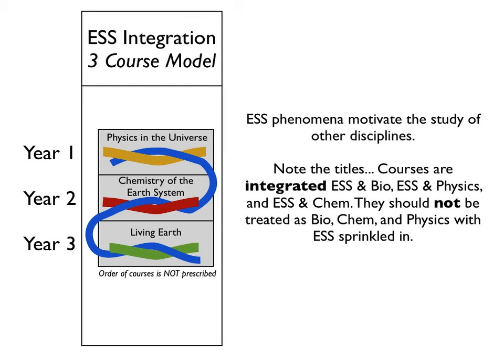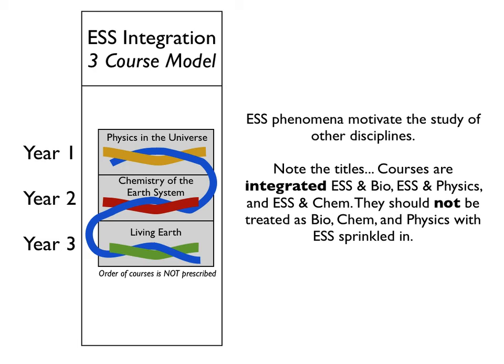Now these titles are not a mistake. They're not an accident. They're not simply called Physics with Earth Science embedded, or Chemistry and Earth Science. It's about an integration between these two, and they really should not be treated as biology, chemistry, and physics with Earth and space science sprinkled in. We're trying to use Earth science phenomena to motivate and excite our students about these other aspects of science.